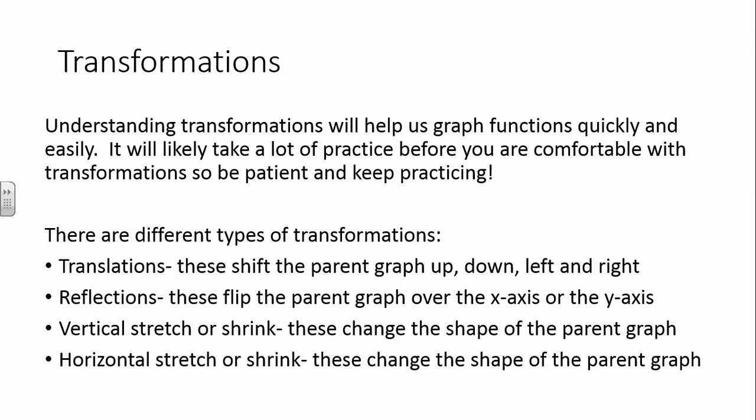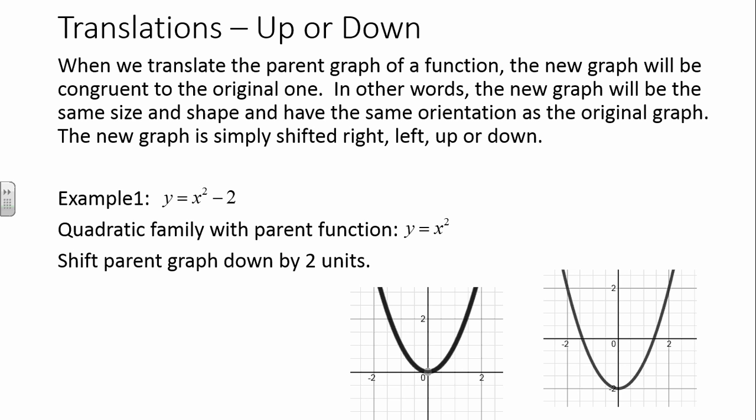A reflection is where you're flipping it over, specifically over the x-axis or over the y-axis. And then we have ones where we are actually going to be stretching them or shrinking them, either in the vertical direction or horizontal direction. And with those ones, the shape of the graph definitely changes. It's no longer going to be congruent to the original parent graph. So what we'll do is take each one of these bullet points and go through some examples so you get an idea what we're talking about. The first one was translations, and we'll start with shifting it up or down.